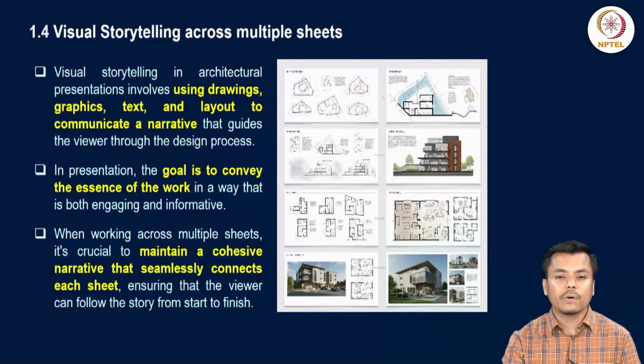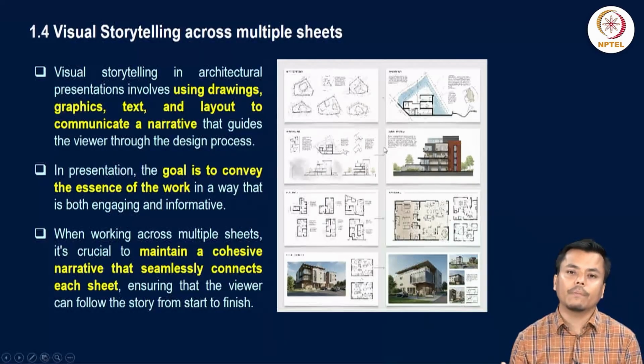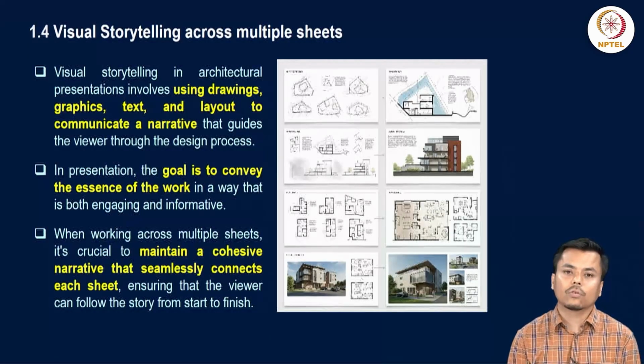Next important element in case of sheet layout is the visual storytelling that has to be followed across multiple sheets. When you prepare sheets, there will be in a thesis multiple sheets, at least 10 to 12 sheets prepared in A1 size. So there has to be some kind of order in the presentation of the sheets, or else the main idea that you want to showcase during the presentation will not be communicated clearly.